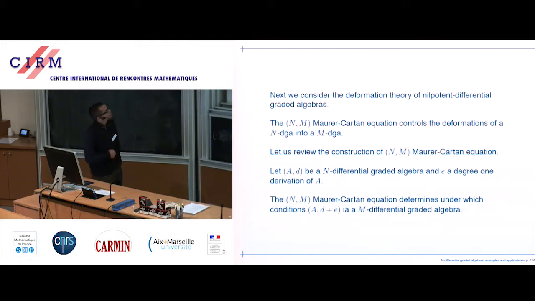So what we have to do is to find a different or a generalized equation that tells you when you can modify an n differential graded algebra into an m differential graded algebra by adding some quantity, some derivation, some linear map. So you have an n differential graded algebra, you have a map of degree 1, a derivation, and you want to know when this is an m differential graded algebra.